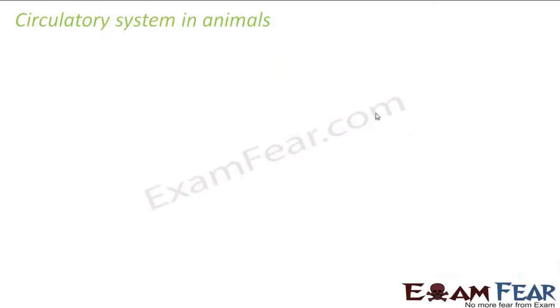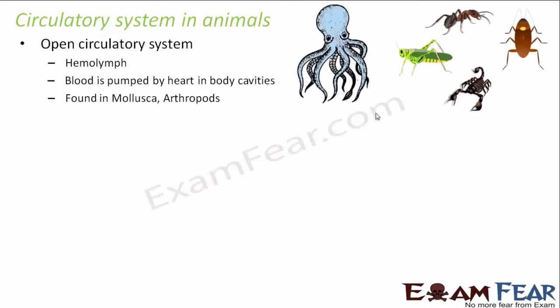So with this, we will talk about the circulatory system in animals. Let us now talk about the circulatory system in animals. When I talk of animals, it is not only human beings which we are going to talk about. There are many other varieties of animals as well. So let us see what kind of circulatory systems are present in different types of animals.